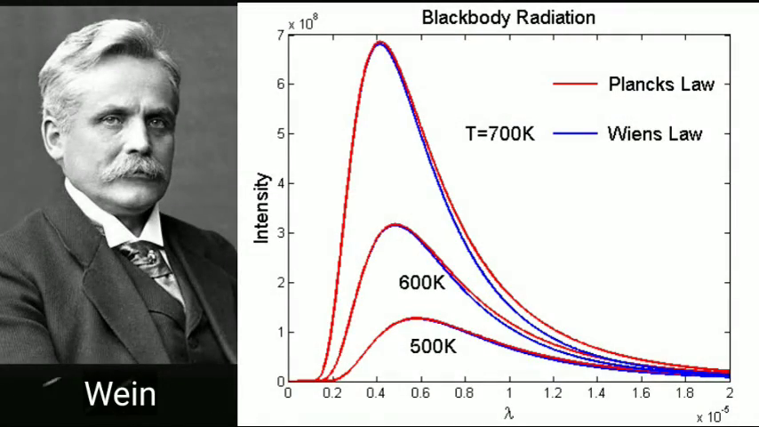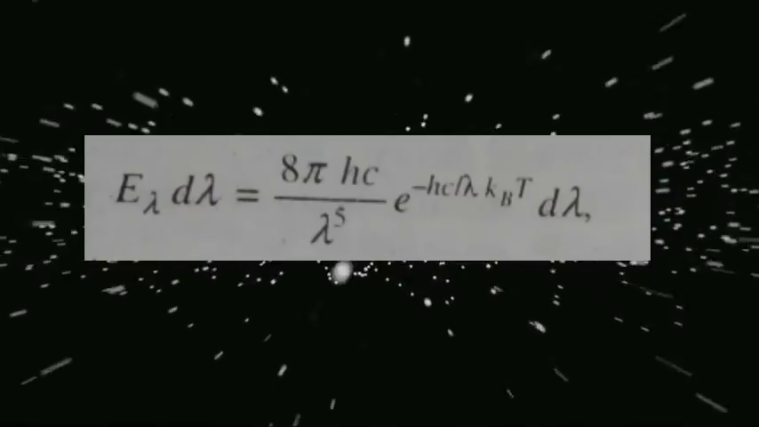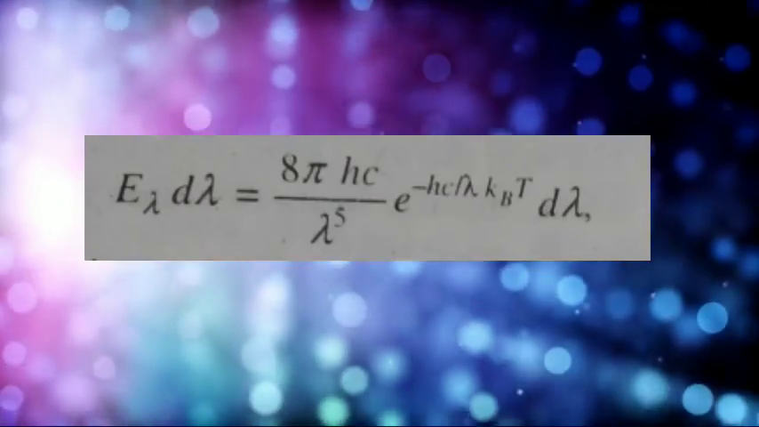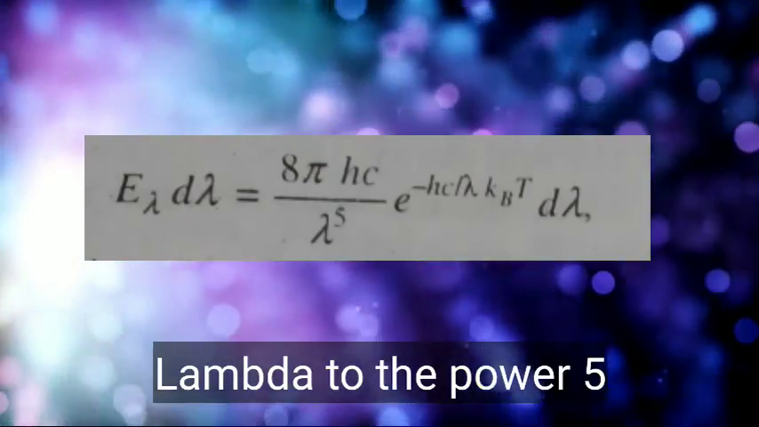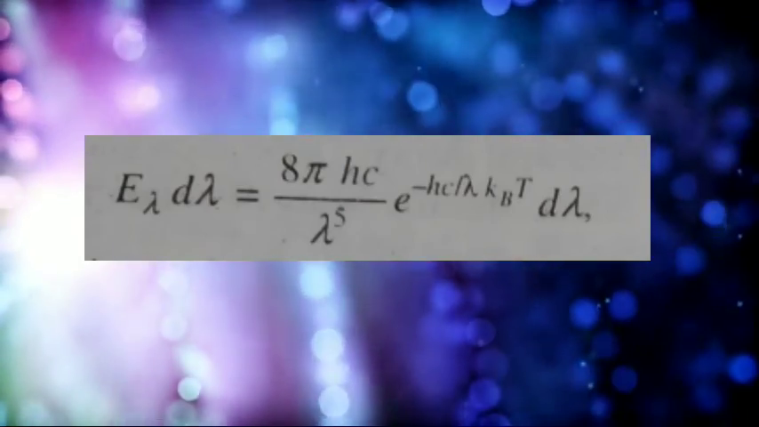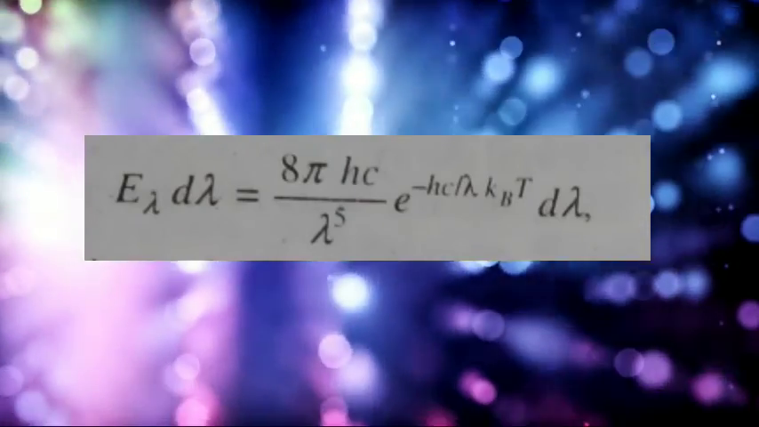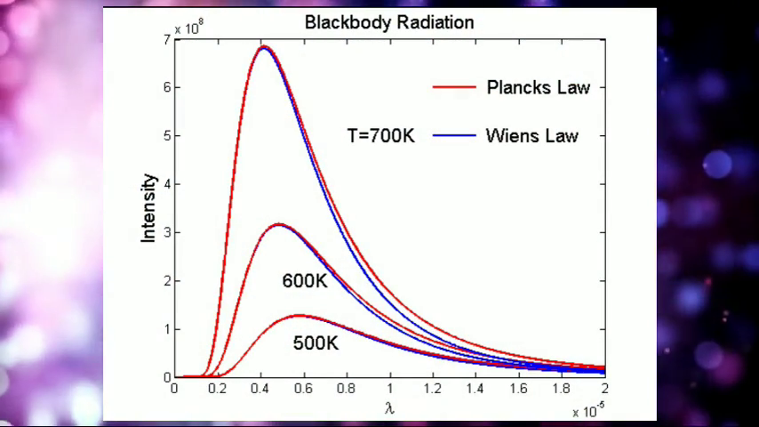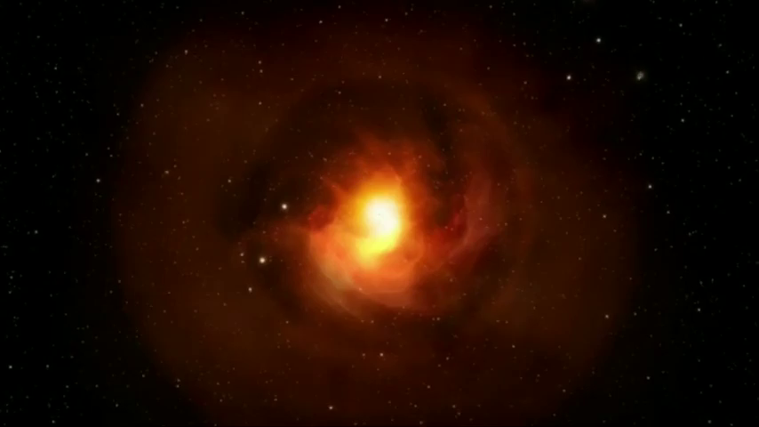Wien also attempted to explain the observed spectral density versus frequency curves. Based on thermodynamic arguments, he derived the expression E d lambda equals 8 pi hc divided by lambda to the power 4 multiplied by e to the power minus hc over lambda kT into d lambda, which explains experimental curves at high frequency but fails at low frequency regions. Thus, the energy distribution of a black body could not be explained on the basis of classical theory.